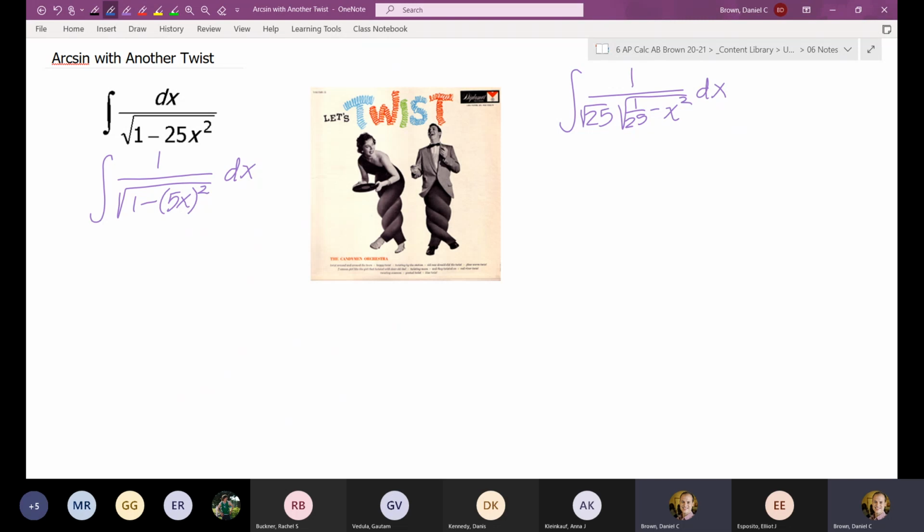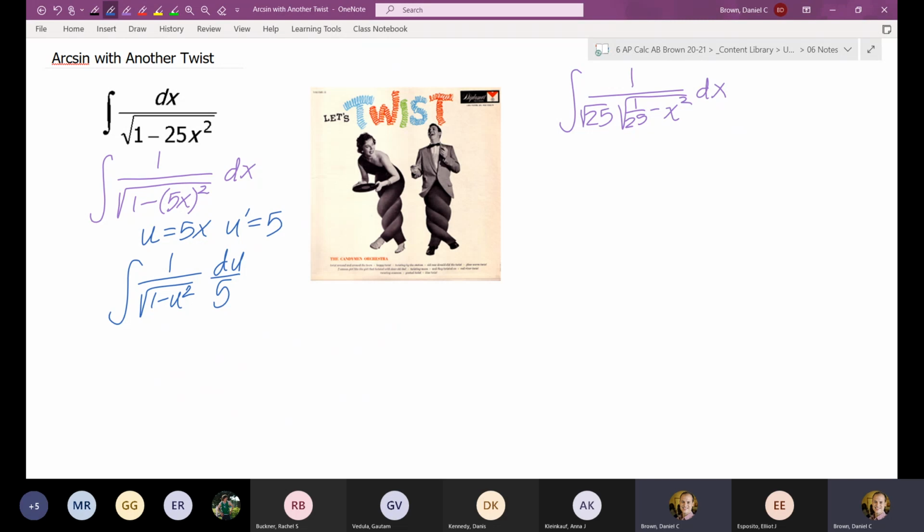We want to think of that as something squared. Well, 25x squared is the same thing as 5x squared. So u would, of course, be 5x, and u prime would just be 5. So we're really just integrating 1 over the square root of 1 minus u squared. dx is du over u prime.